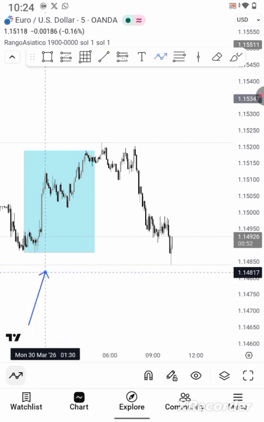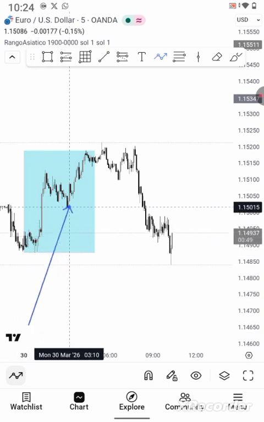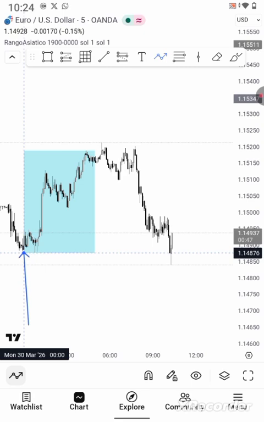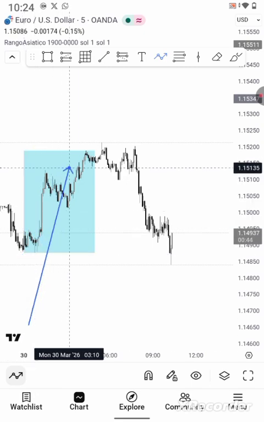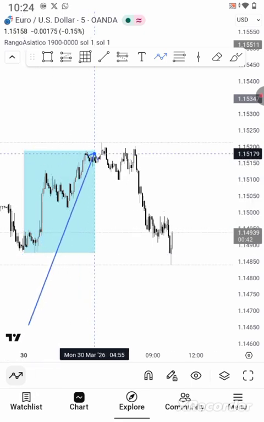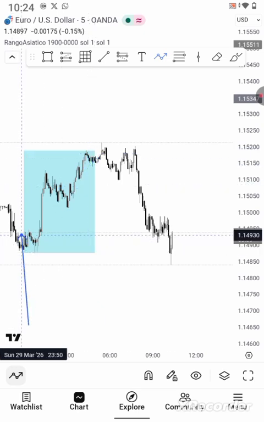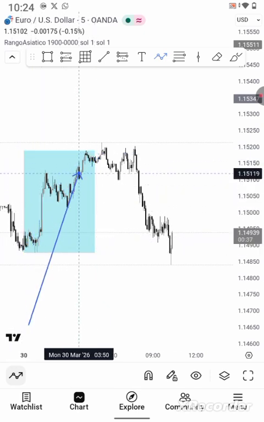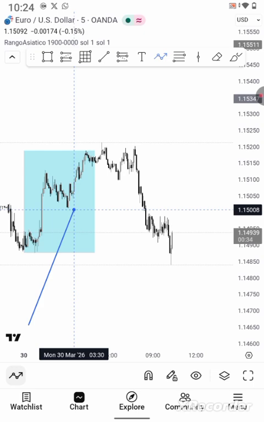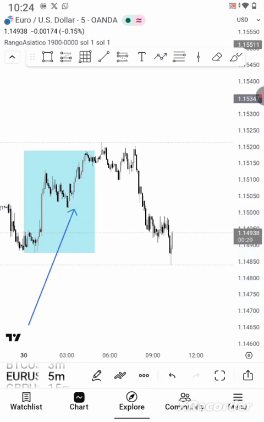This here is my Asian session range. The Asian session was between here. This is 1 a.m. Nigerian time to 5 a.m. Actually, this one is midnight to 5 a.m. That's how I made my settings. Now, all I did today was to allow the market to trade above the Asian session. Once it trades above the Asian session, I just look for my setup.